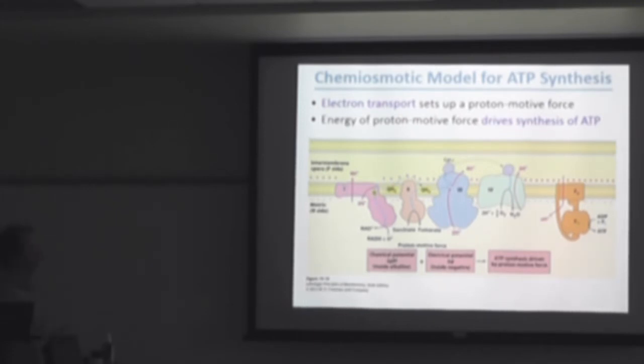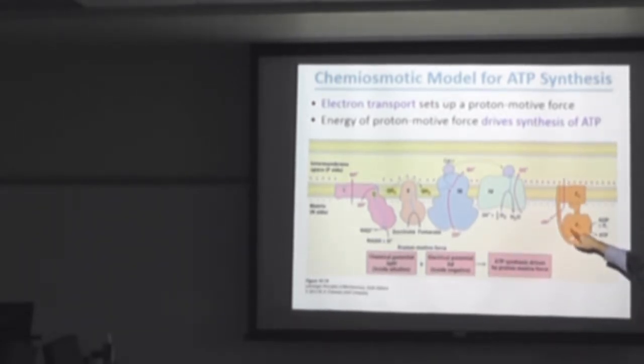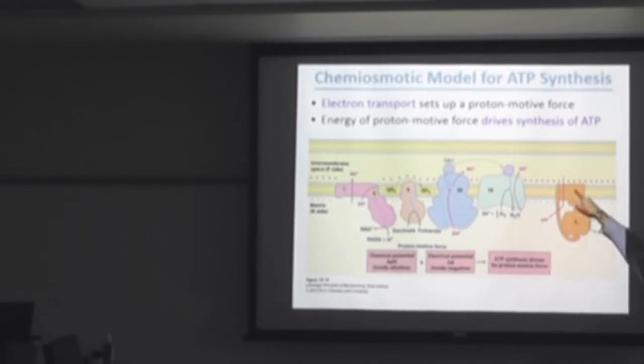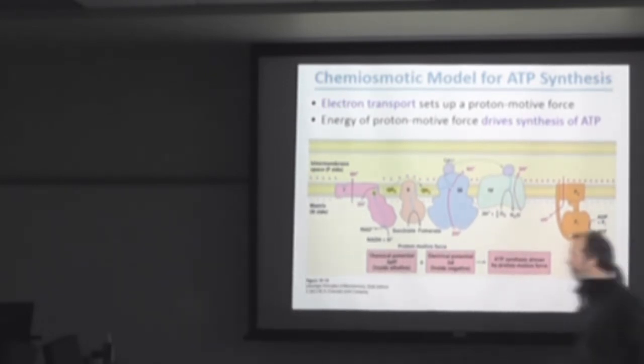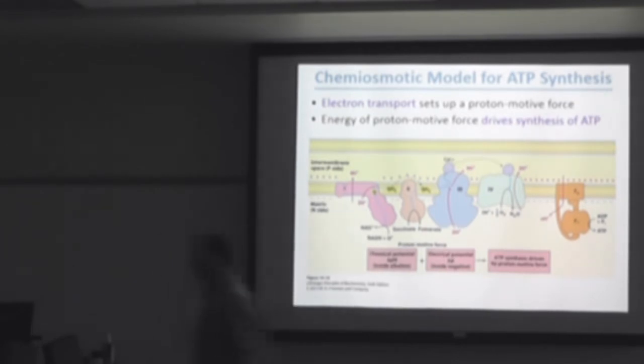And the electron transport is what sets up this proton motive force. The energy of the proton motive force drives the synthesis of ATP. So we get the flow of protons down through the ATP synthase, and that causes conformational changes in this F1 fragment or subunit that will force ADP and phosphate to form ATP, using the energy from that proton motive force.